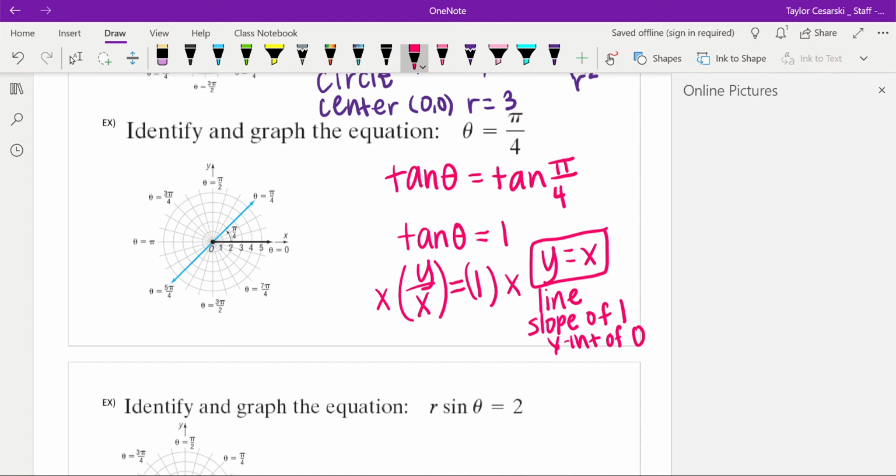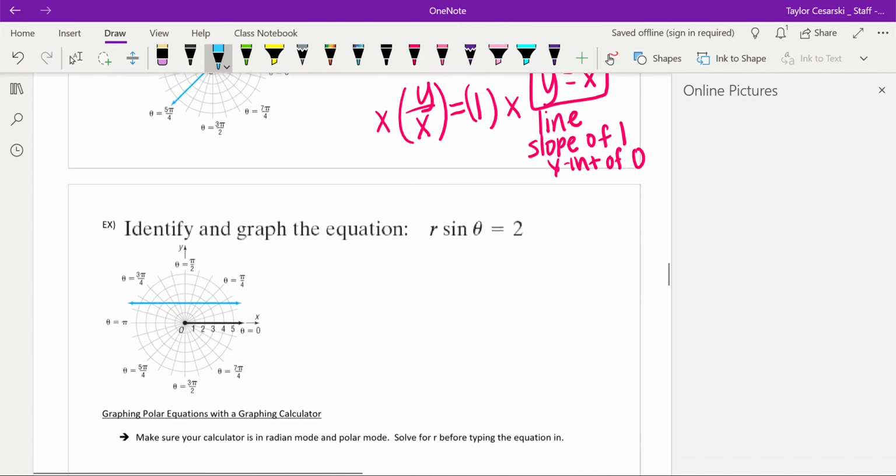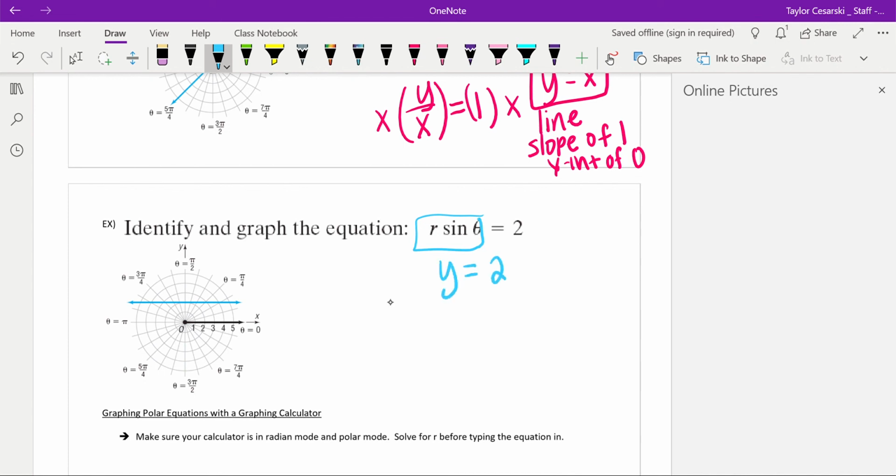All right, next one. Again, it already has it graphed for you. So this one we just have to recognize that r sine of theta just equals y. So all we have here is y equals 2. We can recognize that this is a horizontal line. You could also say the slope is 0. That's pretty much all you can say about that one.